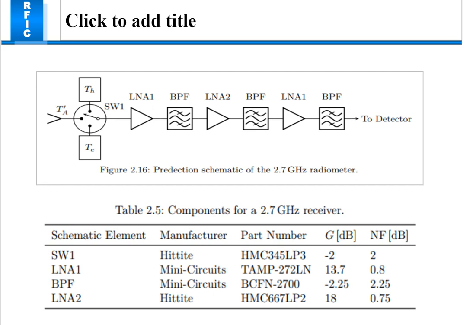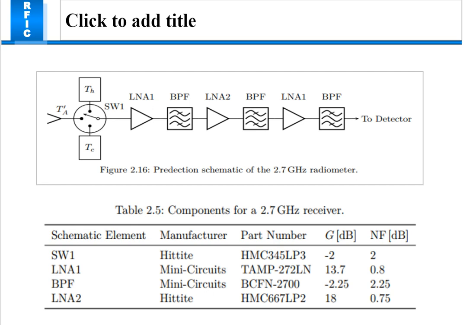Now this is the prediction schematic of the 2.7 gigahertz radiometer. As you can see in this figure, a radiometer consists of a switch at the input for calibration, then a series of LNAs cascaded with band pass filters to achieve the required gain, and the filter rejects signals outside of the band of interest.